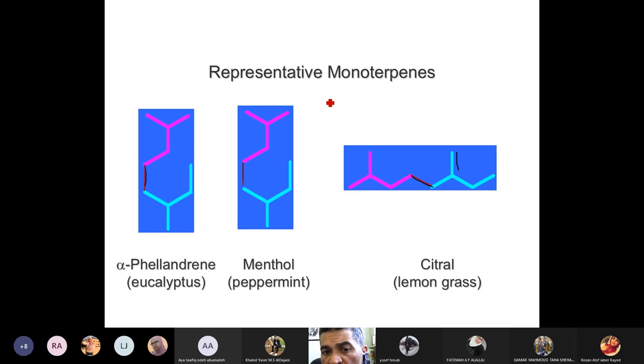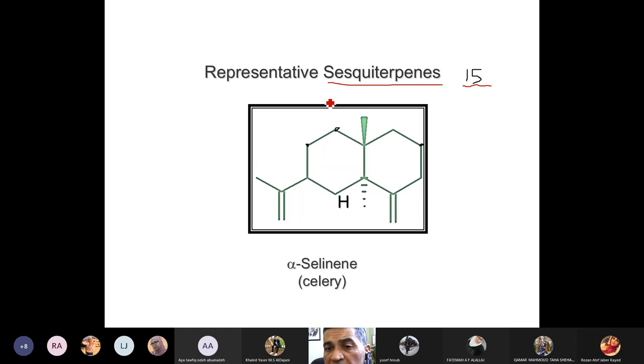This is again to show you. If we go to the sesquiterpenes, sesquiterpenes are 15 carbons, and this is a representative of it. It is called alpha selinene. It is found in the celery plant. Okay. If you look at it for the first time, you will see that it is complicated. Let us see.